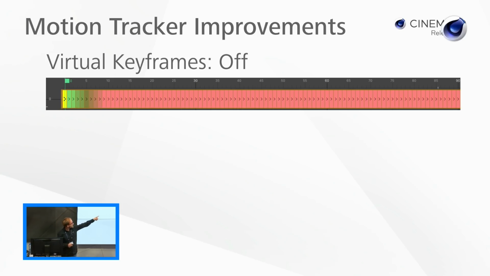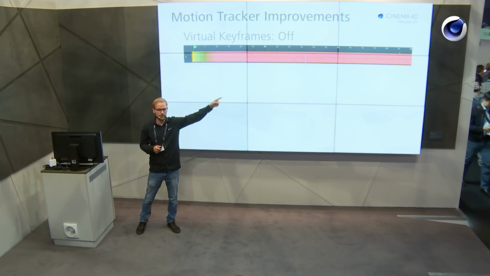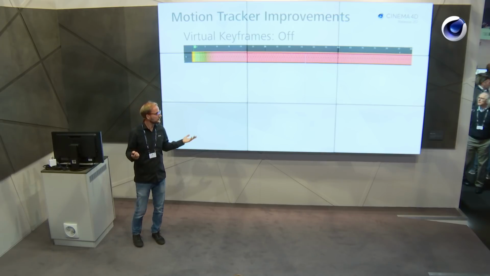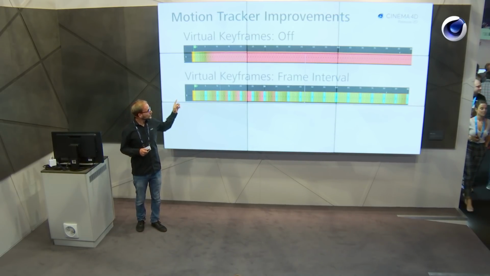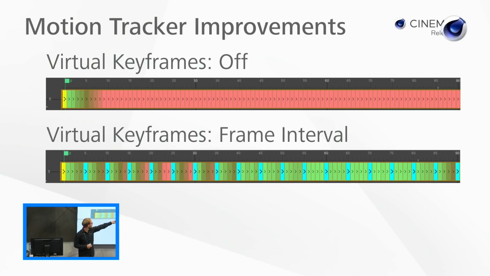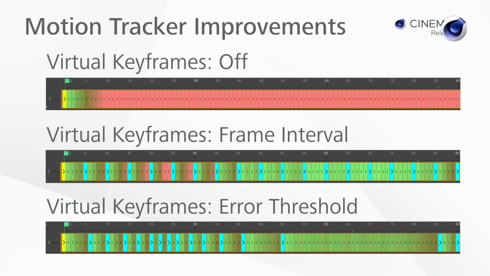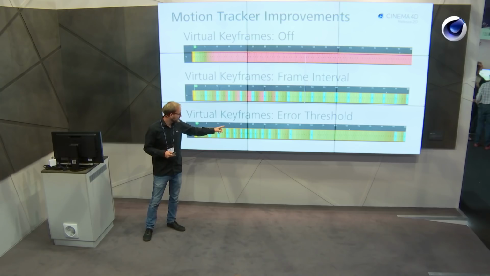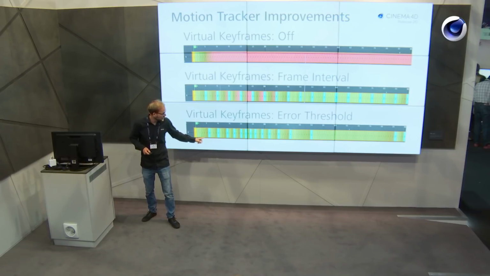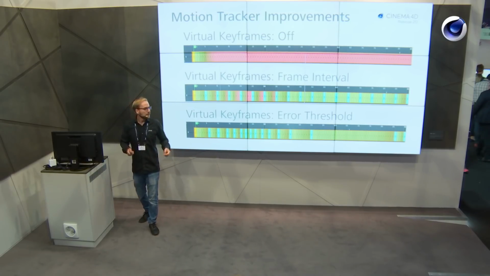If we have a look at the graph view, this is how it looks if virtual keyframes are off. We've got the first keyframe here, which is yellow. Then the other frames are green, which means this is good. And then they are turning red, which means that the error threshold is exceeded. With virtual keyframes turned on, with frame interval, you set a virtual keyframe, which is indicated with this bluish color, every 5th frame. You can also set this up to be every 10th frame. And we can also set virtual keyframes by using the error threshold. Once it's exceeded or almost exceeded, it sets an automated keyframe here. And you see that the whole row here is green, and that means that the track is stable.